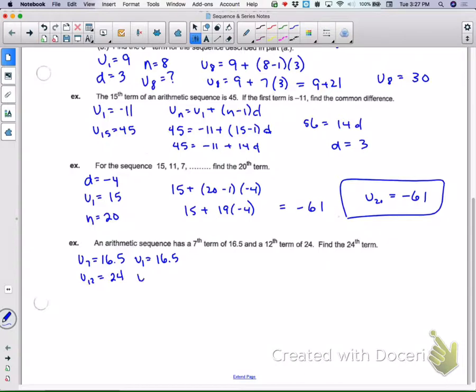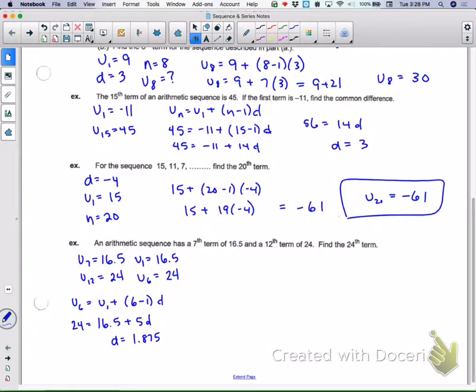So if that's u sub 1, okay, going from term 7, let's make 7 be 1. So 8 would be 2, 9 would be 3, 10, 11, 12. So u sub 6 would be 24. So let's plug that into the formula. We can find out what d would be, and then we can go backwards from there. So u sub 6 is u sub 1 plus 6 minus 1 times d. In this case, 24 is equal to 16.5 plus 5d. And we end up with d is 1.875.